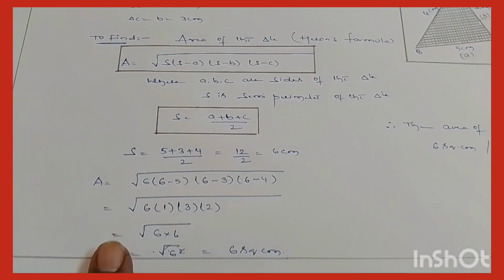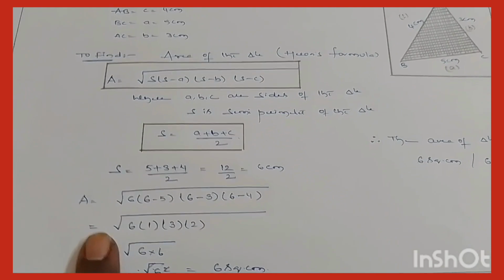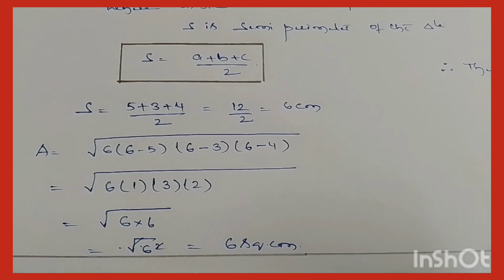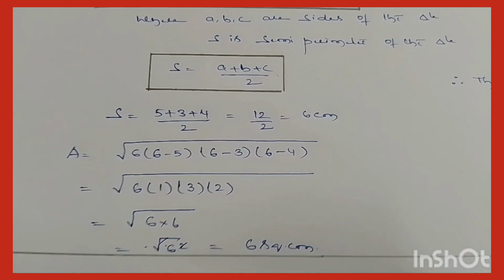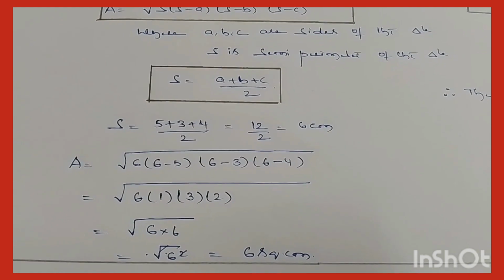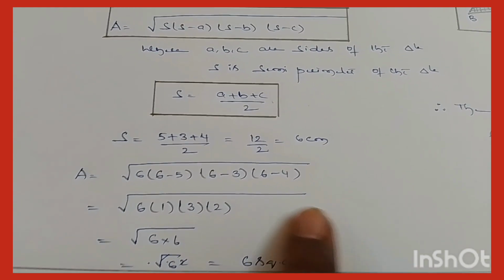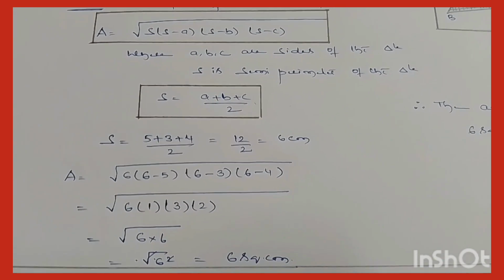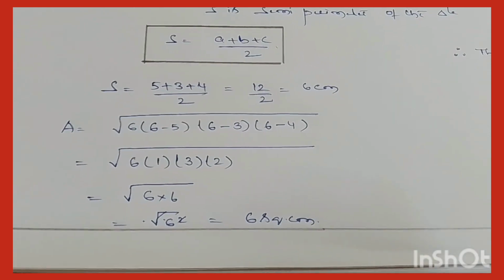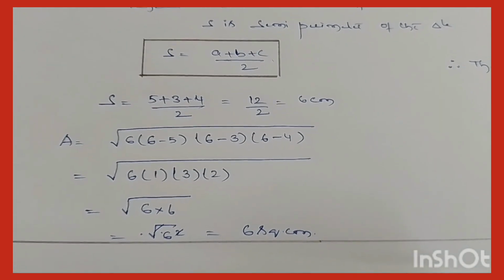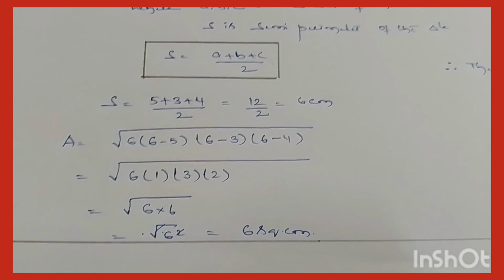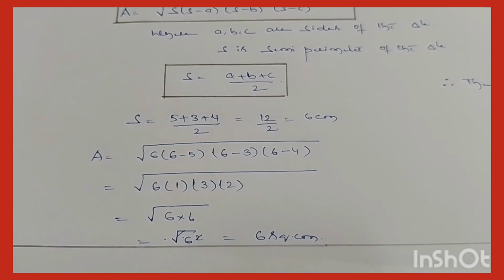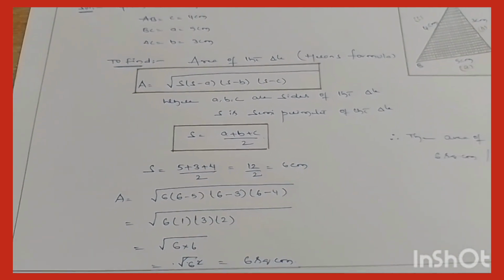Now to find the area of the triangle, substitute the values in the given formula. Root of 6 into 6 minus 5, 6 minus 3, 6 minus 4, where 6 is nothing but the s value that we got, and a, b, c values I have substituted according to the formula. So simplify. We get 6 into 6, that equals 6 square, where square and root get cancelled, and we get 6 square centimeters. That is the area of the triangle with the given measurements 4, 3 and 5 centimeters.